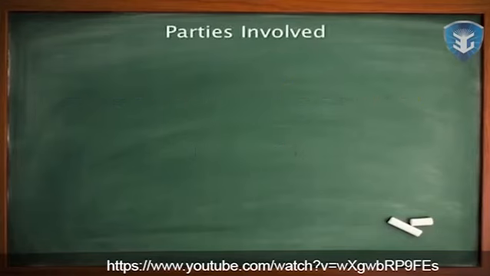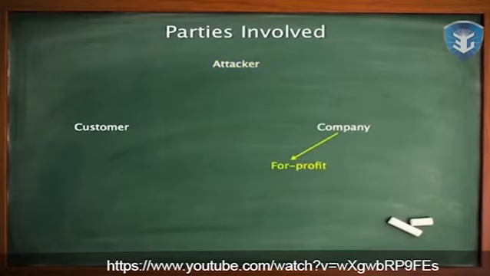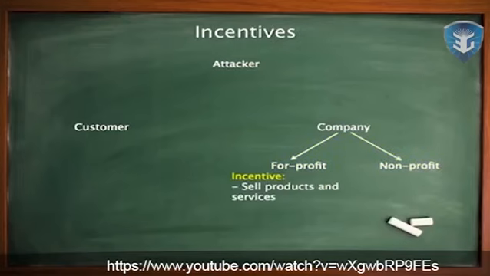There are 3 groups involved in any e-commerce transaction: the customer, the company, and the attacker. Companies can be split into 2 broad groups: for-profit groups and non-profit organizations. For-profit companies have an incentive to use e-commerce to sell their products and services in order to generate profit. Nonprofit groups, meanwhile, have an incentive to use e-commerce to get donations as a way to promote their causes and projects.